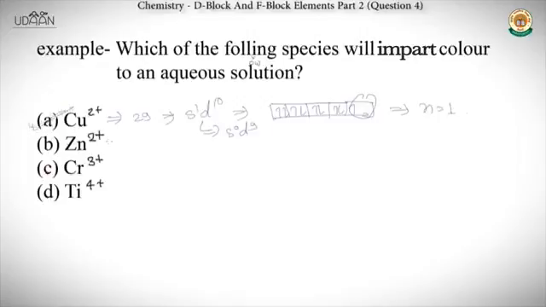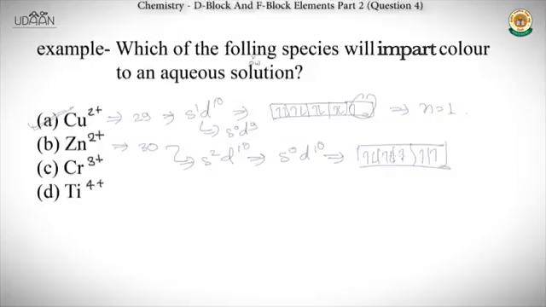Second is Zn2+. Zn has an atomic number of 30, so its electronic configuration is 4s2 3d10. After removing 2 electrons, this will become 4s0 3d10. So this will become 1, 2, 3, 4, 1, 2, 3, 4, 5, 6, 7, 8, 9, 10. There is no unpaired electron, so this is diamagnetic. So no d-d transition is possible. As a result, it will not impart any color to the solution.